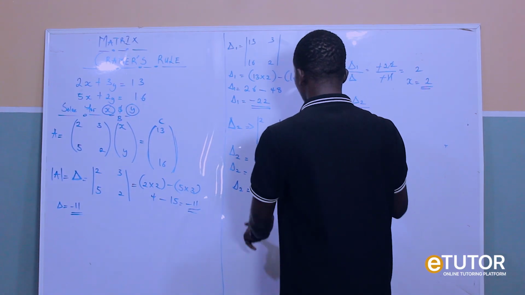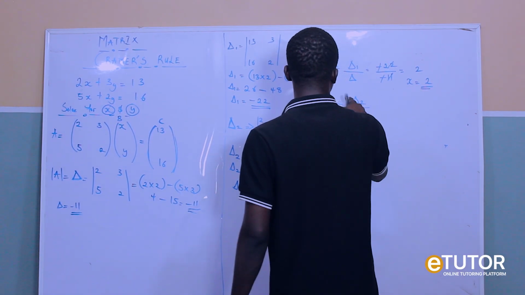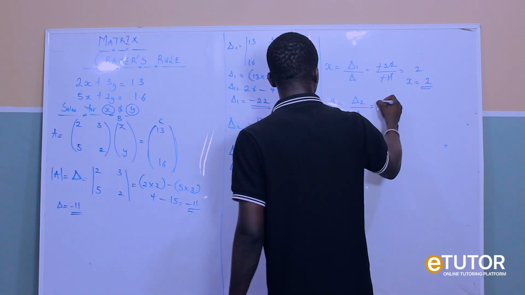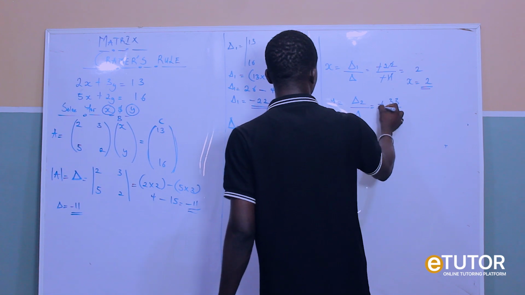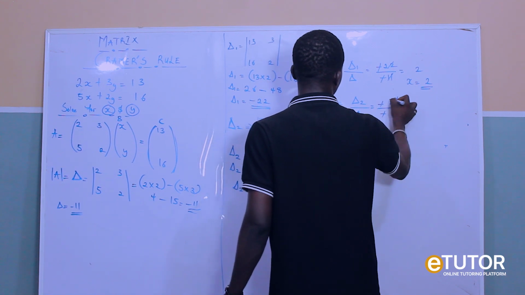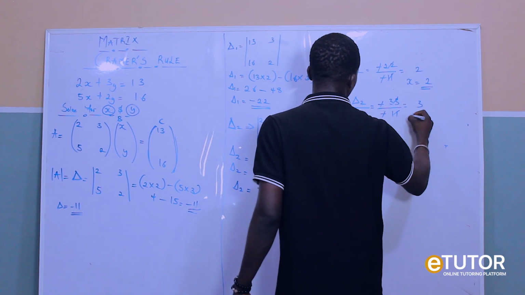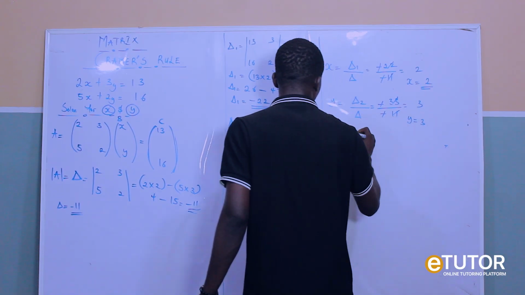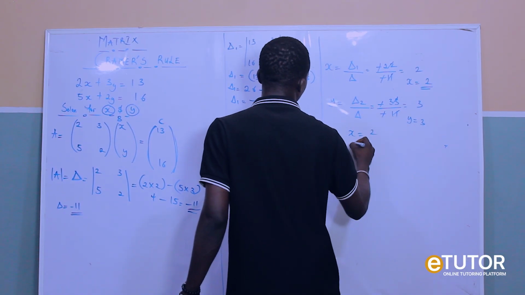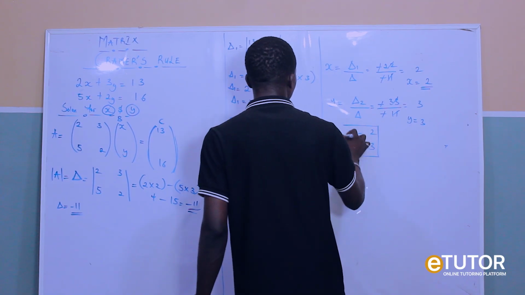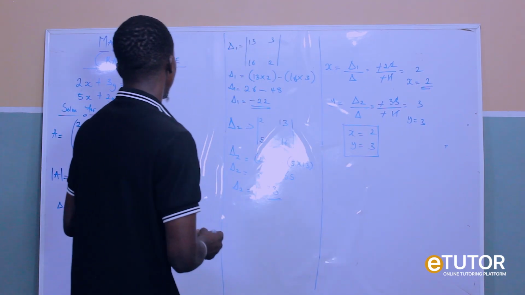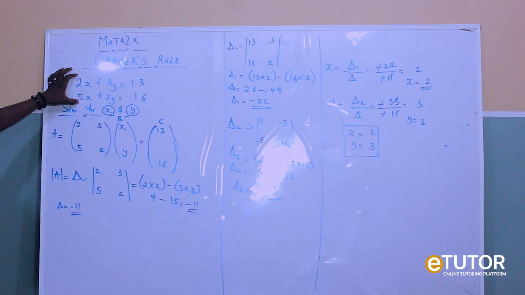So let's find y too. y equals delta 2 over delta. So that is equal to negative 33 divided by negative 11. This cancels this. So we're going to have 3. So y equals to what? 3. So my x is equal to 2, my y equals 3. So we have successfully solved this set of equations using Cramer's rule.